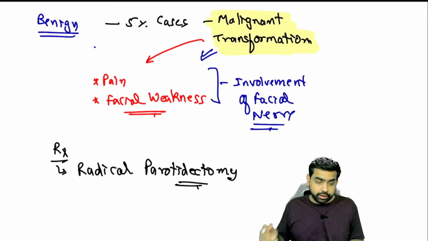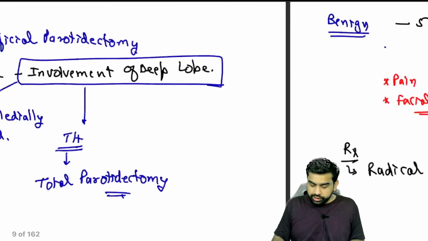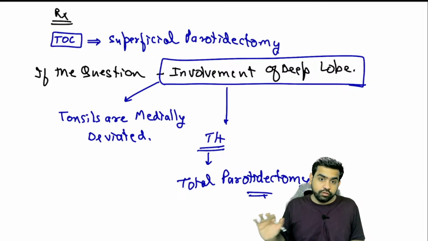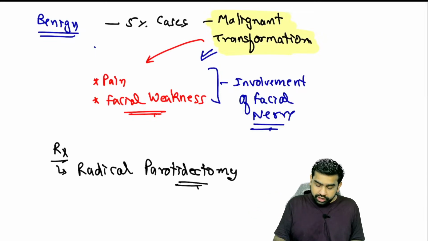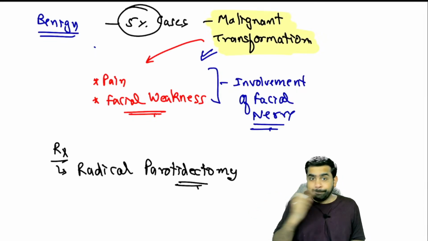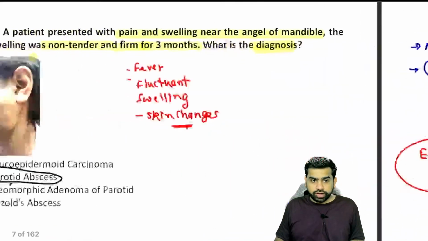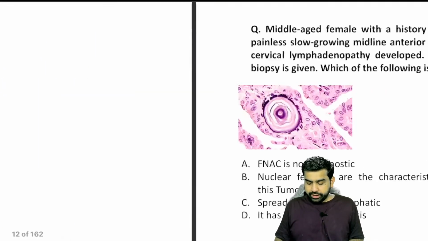In the radical parotidectomy, you have to remove the superficial lobe, the deep lobe, as well as the facial nerve. So the total parotidectomy is a conservative parotidectomy where the facial nerve is preserved. But in the radical parotidectomy, even the facial nerve is removed. That is what you do in the 5% of the cases when there is a malignant transformation. So this is all you need to understand about the pleomorphic adenoma, and this is the characteristic location: just below and anterior to the ear, at the angle of the mandible. Got it? Right. Okay, now let's move on to the next question.